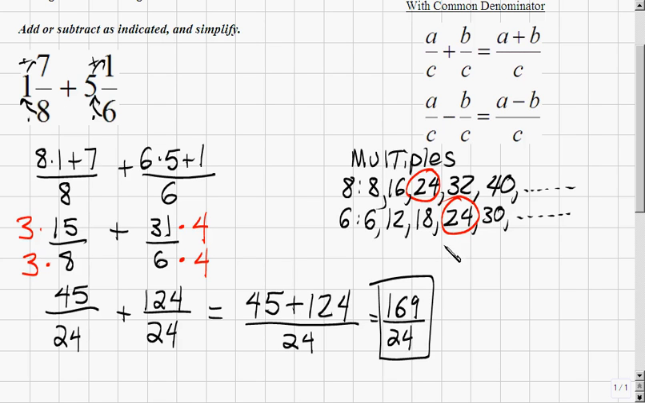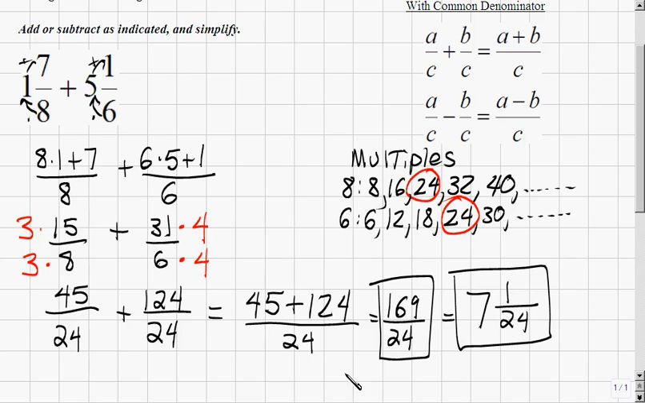So to write 169/24 from an improper fraction and convert that to a mixed number, we'll divide 24 into 169 evenly. 24 divides into 169 7 whole times. By the way, 24 times 7 is 168. We would have 1 left over. So that 1 left over becomes the numerator as the remainder over 24. So as a mixed number answer, 7 and 1/24 would be the answer.